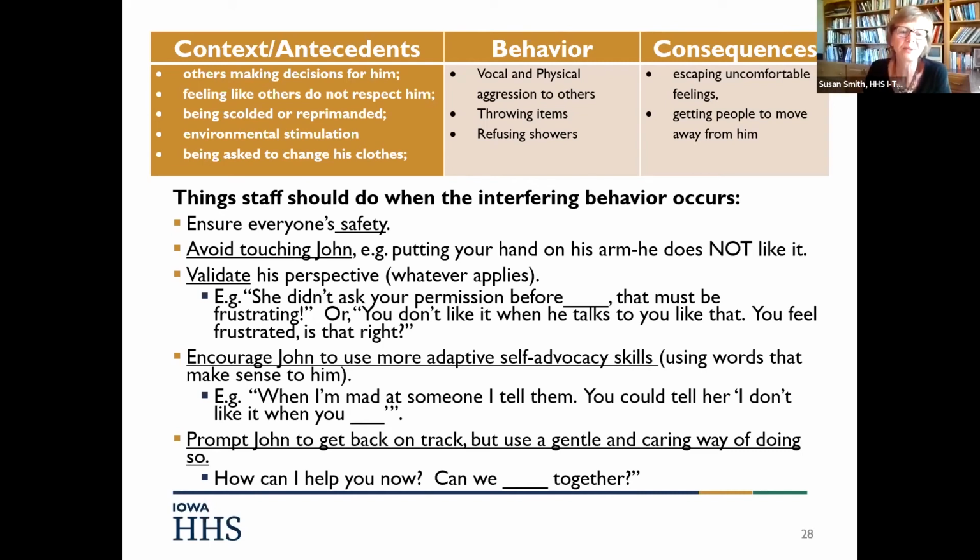And we can prompt John to get back on track. It's important that we use a gentle and caring way of doing it. How can I help you? Can we get back to blah, blah, blah? Can we do it together? Notice the "we," that's a collaborative approach. A lot of people like that, knowing that you're part of the team. They're not alone. You're with them. Can we do it together now? Whatever it takes to get the person back on track.